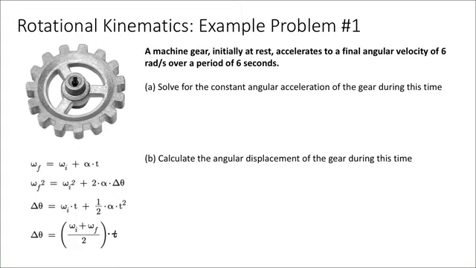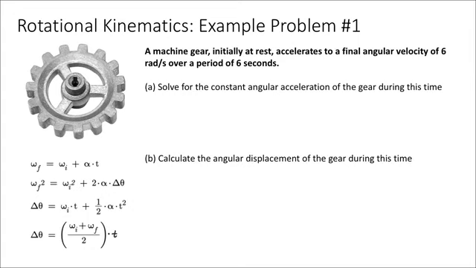All right, in this example problem, we're told that a machine gear initially at rest accelerates to a final angular velocity of 6 radians per second over a time period of 6 seconds. We're asked to solve for the constant angular acceleration of the gear during this time, and then the angular displacement of the gear as well. I've listed the 4 kinematic equations for rotational motion on the bottom left of this slide for reference.